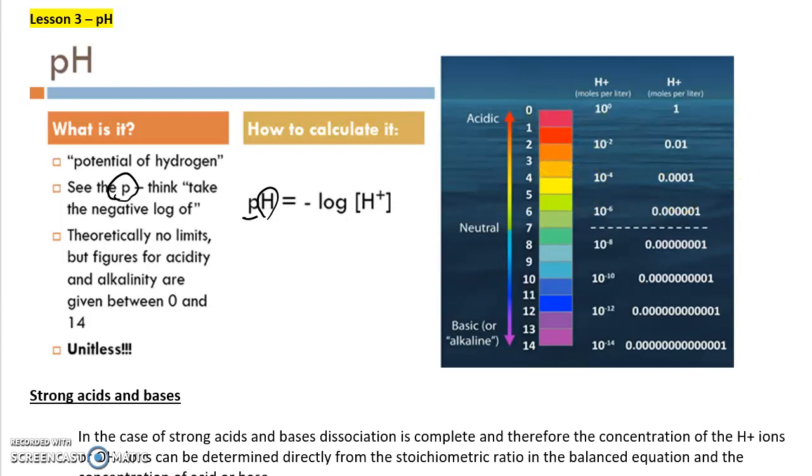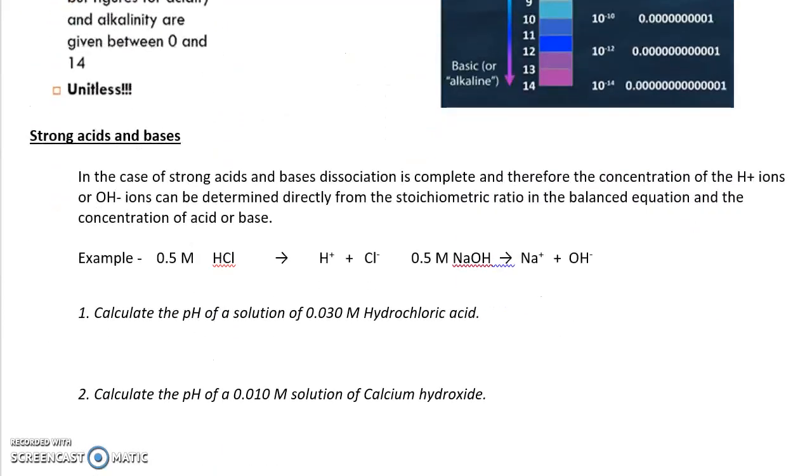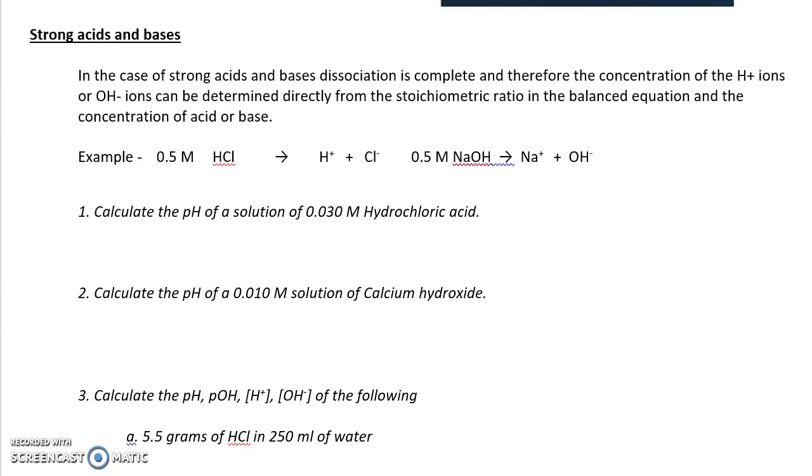We're going to talk about calculating pH a lot today, so we're going to talk about the difference between strong and weak in terms of acids and bases. If it's strong, you'll treat it one way. If it's weak, you'll treat it another way. So the good news is strong acids and bases completely break apart, so it makes our lives easy.